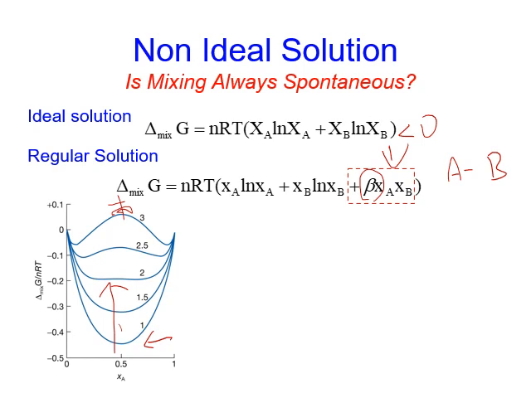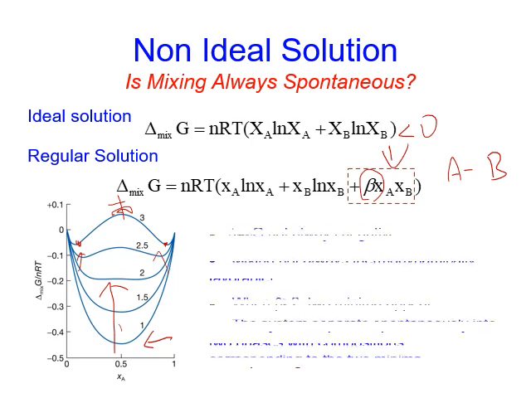That means mixing is non-spontaneous. You also see two small minima, and that tells us that the solution separates into two solutions. One has a high concentration of A, the other has a high concentration of B. So essentially, the mixing is non-spontaneous.